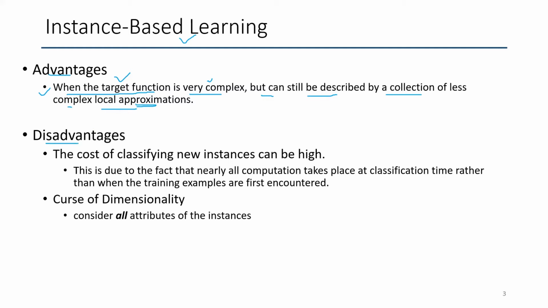The disadvantage is that the cost of classifying a new instance can be high. Why? Because nearly all computation takes place at classification time. We are comparing the neighbors at the classification time rather than when the training examples are first encountered.